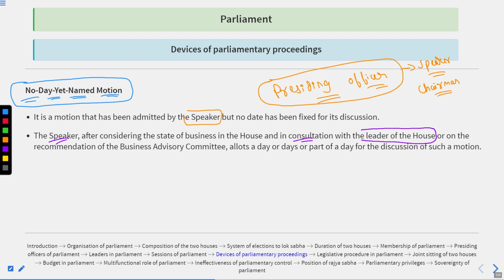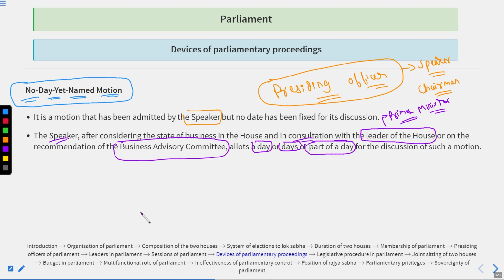Whosoever is the leader of the house, generally the prime minister, right, as we had discussed. But it is not necessary. The prime minister could also nominate someone to be the leader of the house, or on the recommendation of the business advisory committee, whose president is the speaker, also allots a day or days or part of a day. Okay, whether the entire day, whether some of the days, or whether only some particular time period of the day could be allotted for the discussion of such a motion.